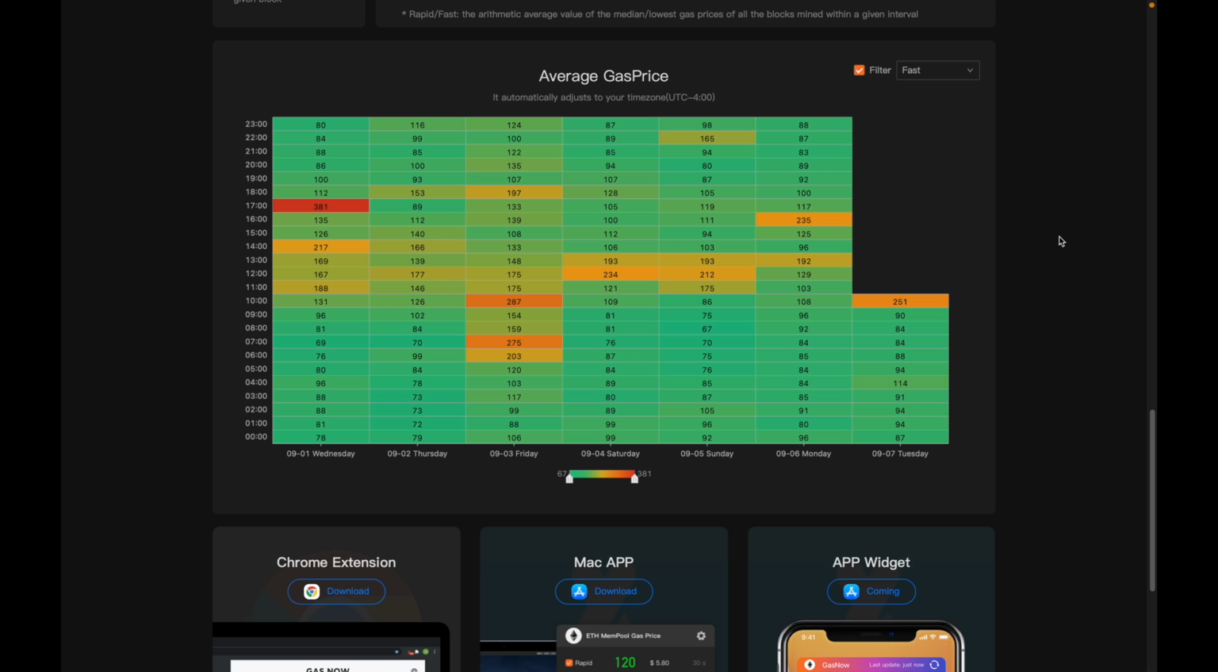But yeah, that's pretty much what GasNOW is. They're a great tool to help you figure out how much the transaction fees will be if you're going to send some Ethereum or ERC20 tokens. They definitely help you by removing the uncertainty of how much you should pay for a transaction.